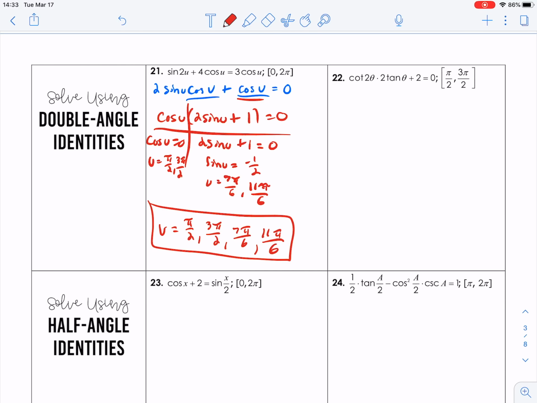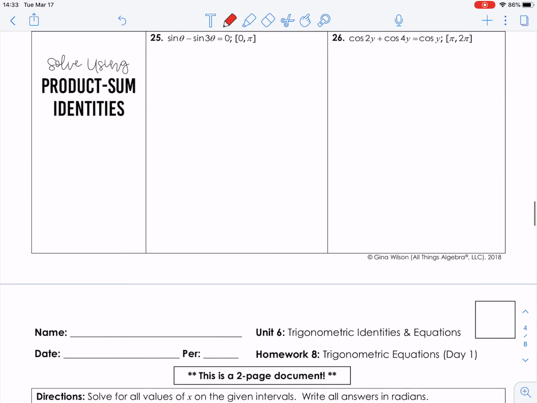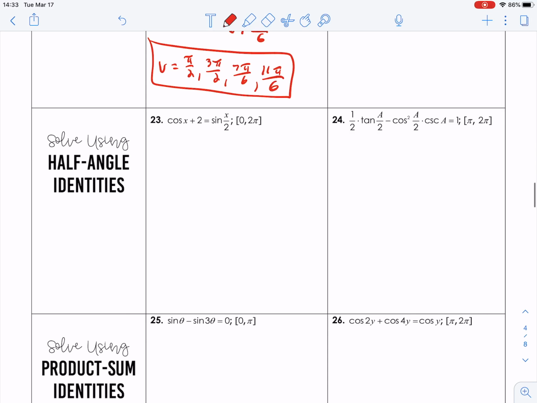Done. 21, done. Now half angle, and then product of sum, and we are finished. Half angle, here we go. So obviously we got to expand the half angle one.